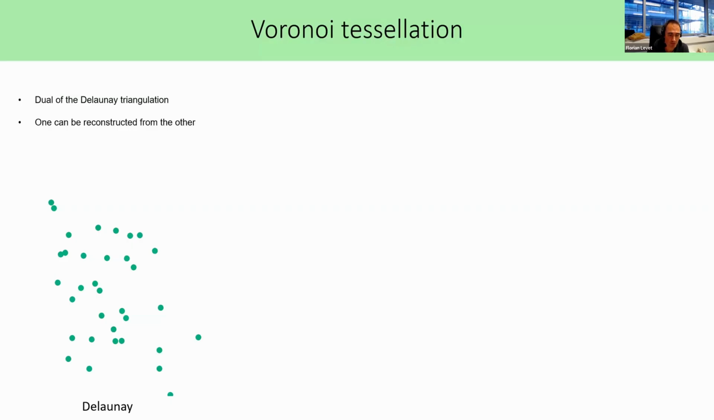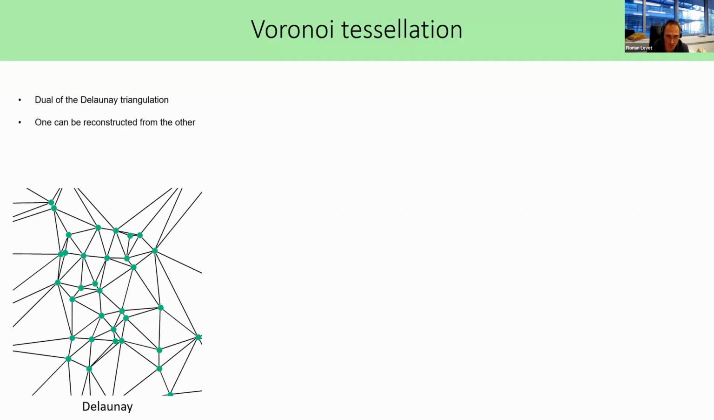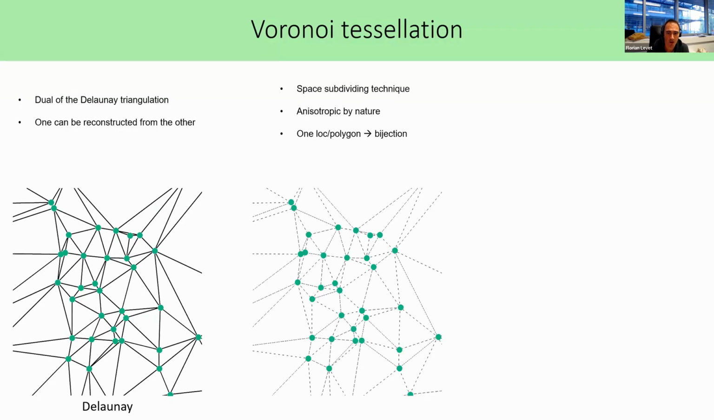So if you have this set of localization, you can compute the Delaunay triangulation. And then the Voronoi tessellation can be constructed from it. So the Voronoi tessellation is also a space subdividing technique. It's also anisotropic by nature because it's only dependent on the affinity of your localization. And what we think is really interesting here is that you have a bijective representation between the localization and the Voronoi cell, meaning that you have one localization, one Voronoi cell per localization.